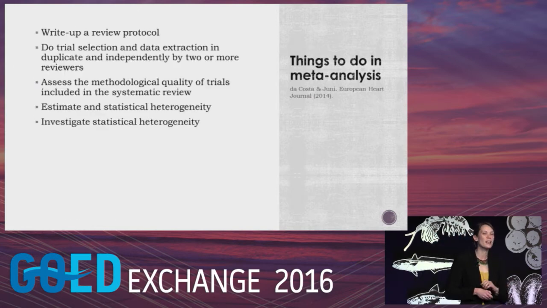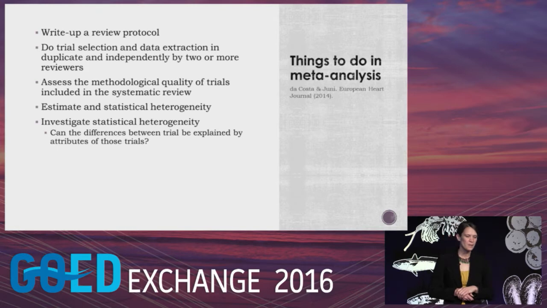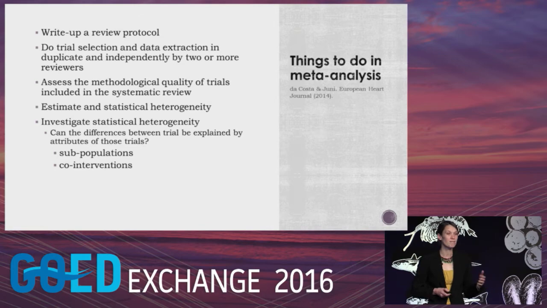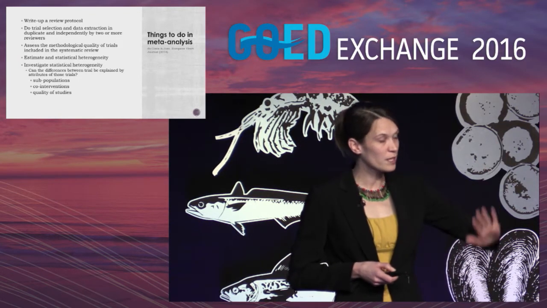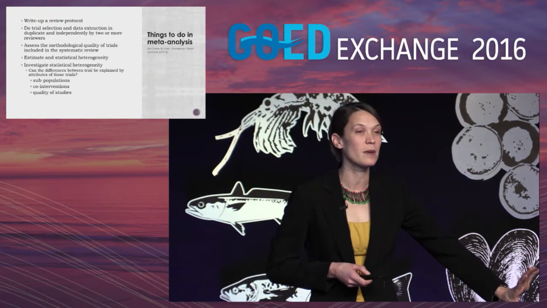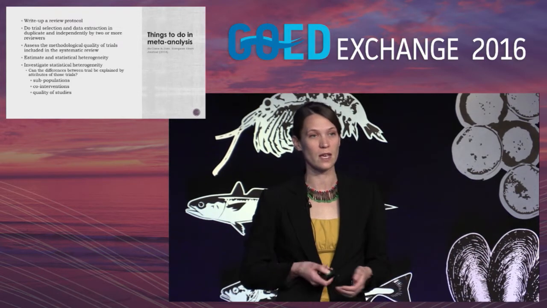Okay, then we want to investigate possible sources of heterogeneity. Why are these trials different? Why are we getting different effect estimates? And can that heterogeneity be explained by attributes of the trials, like subpopulations, co-interventions? Maybe some trials had folks on statins, other trials didn't, and the quality of the studies. So you did that quality assessment. We're not throwing out any of those studies, but we'll do a sub-analysis of, say, the low-quality ones, and these are the higher-quality ones, and we'll present all of that information.